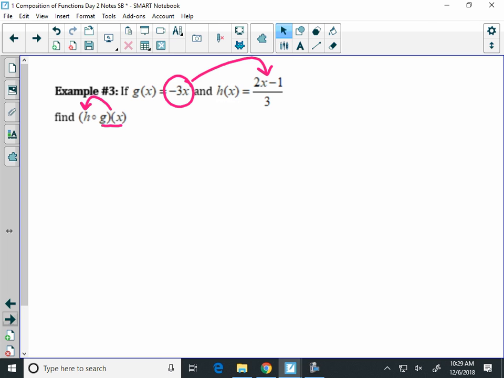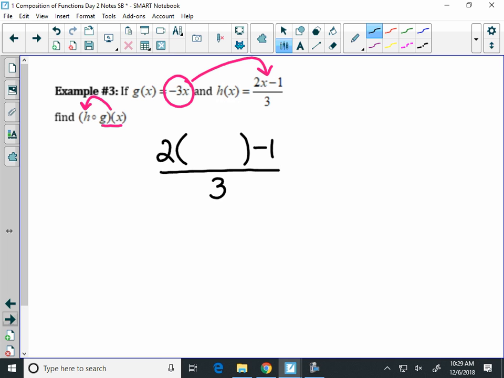So let's write down what stays the same in h. We have the 2 that stays the same. We're going to fill in the x, minus 1 over 3. That all stays the same. So in those parentheses there is where you're going to put your negative 3x. That's what we said is going to go in for x there.